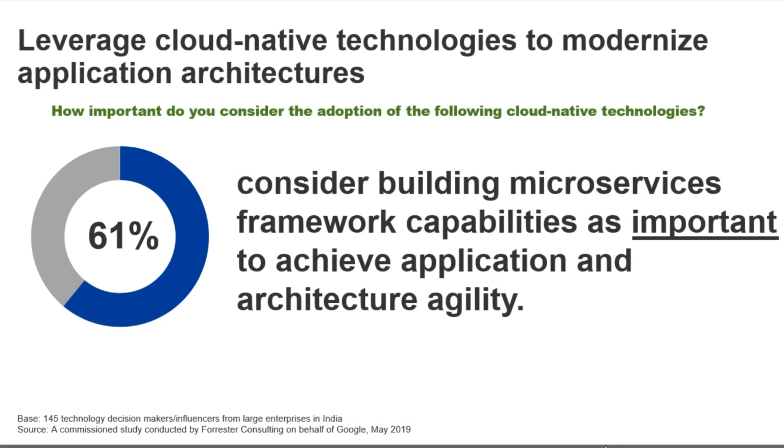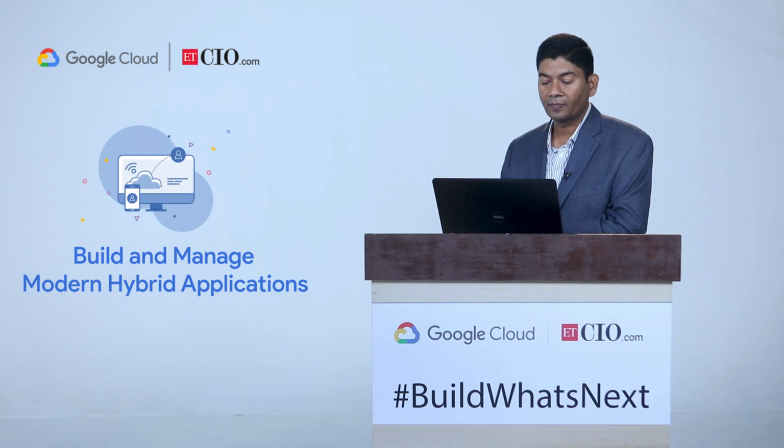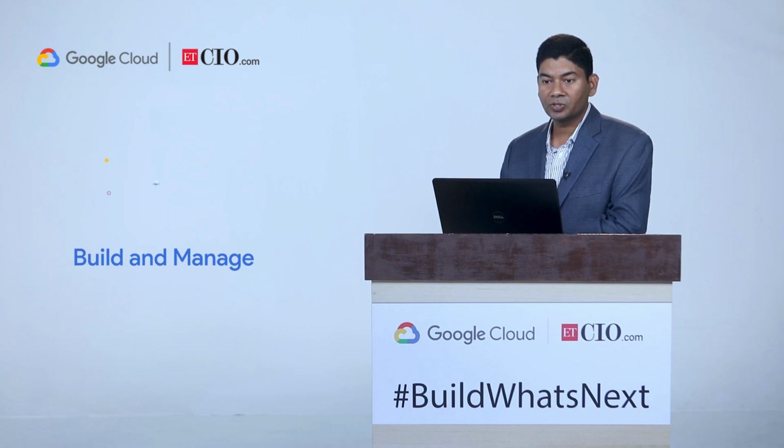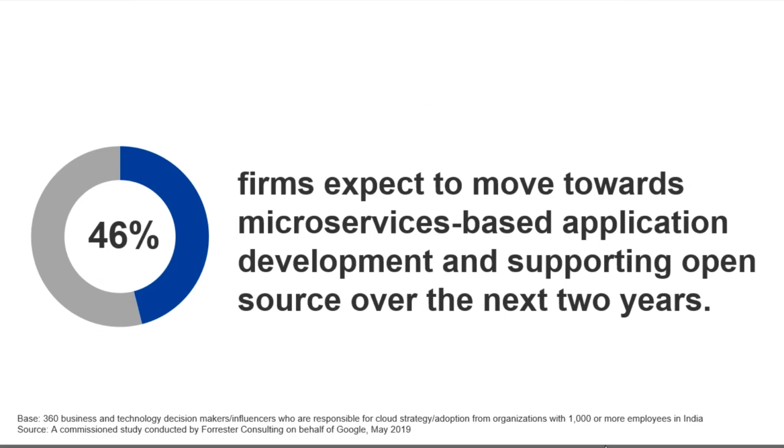When it comes to some of the emerging technologies that cloud brings, and in this particular case this question was around microservices, when we asked about some of the cloud native technologies, there is a large number of firms which are looking at adopting these capabilities because it allows them to achieve application and architecture agility. So in our interactions with CIOs, we find that microservices and serverless and some of those technologies are becoming very important for them. In fact, in India, 46% firms expect to move towards this sort of architecture and open source in the next 2 years.